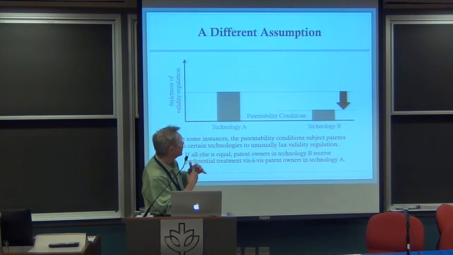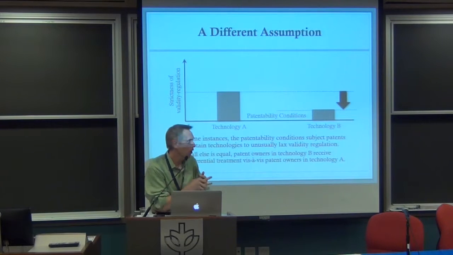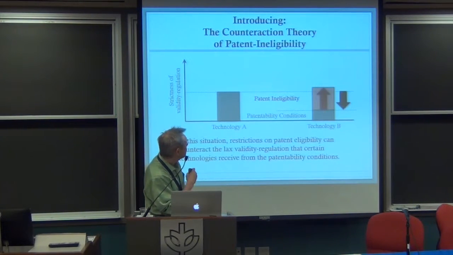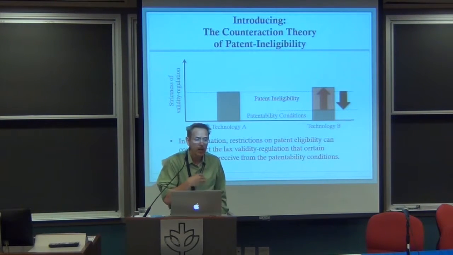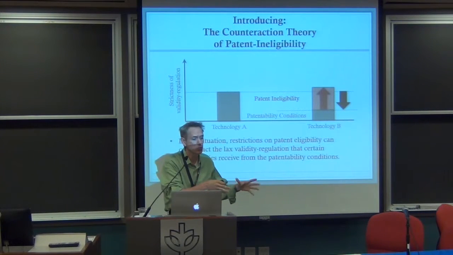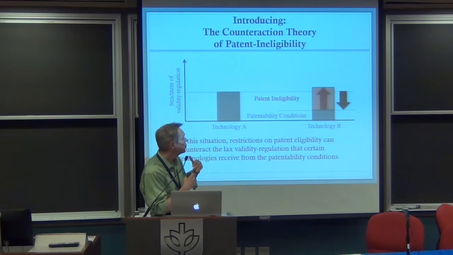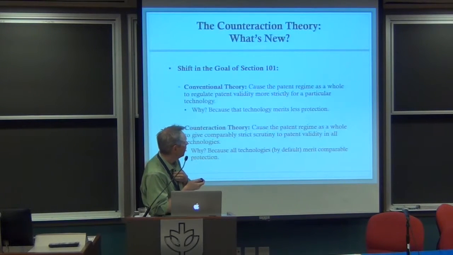What if we actually say in particular kinds of technologies, the strictness of the validity regulation for one reason or another is not as strong? If you believe this, then you can say maybe we can use patent eligibility not as something that increases the strictness of validity regulation for a particular technology so that this overall strictness is greater than in some other technology. Rather, we're doing something that's closer to bringing the overall validity regulation back to closer to par.